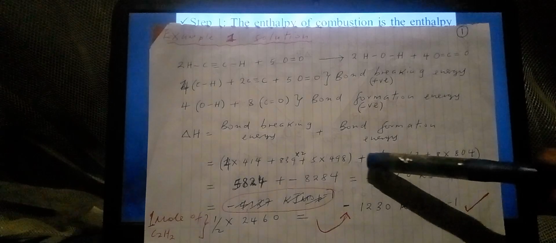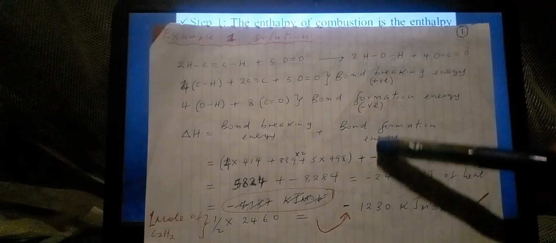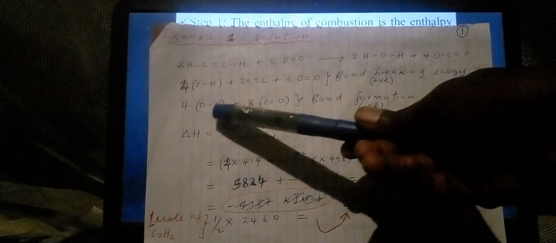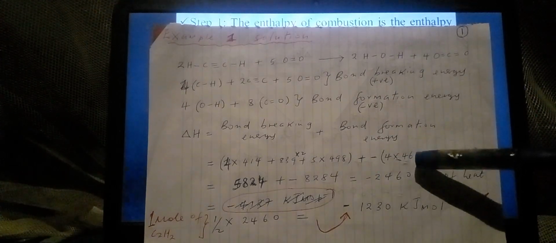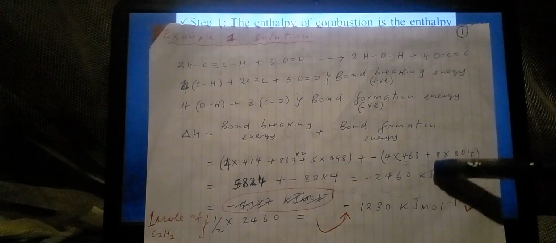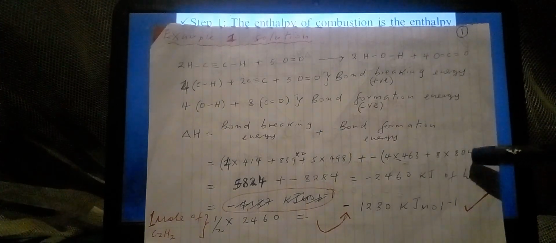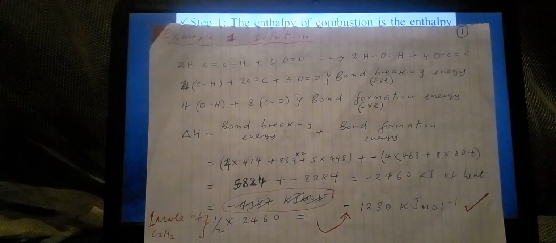Then plus, minus, a negative sign is for the products. So in brackets we have 4 moles of oxygen hydrogen single bond. So we take 4 times 463. Then plus 8 times 804. 804 stands for the amount of energy required to break 1 mole of carbon oxygen double bond.